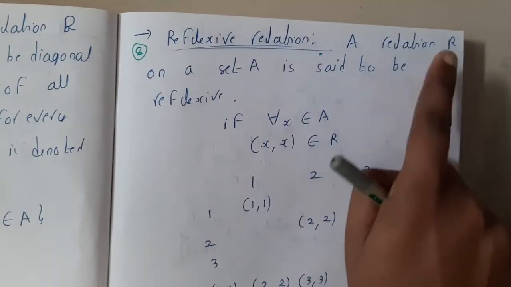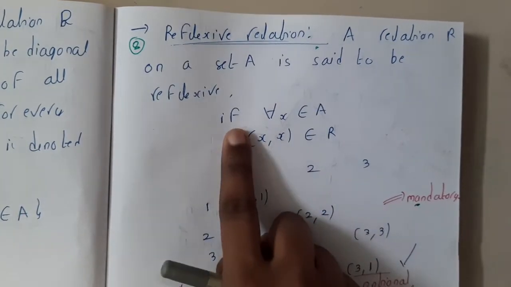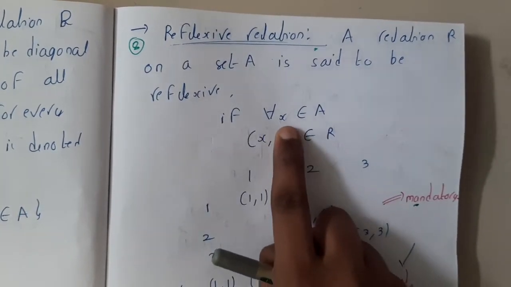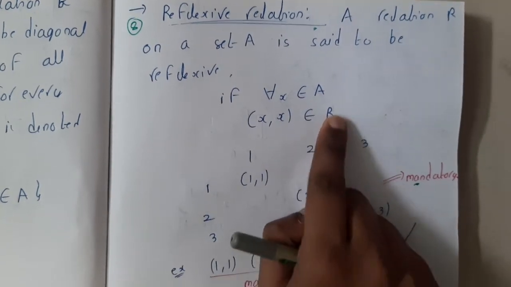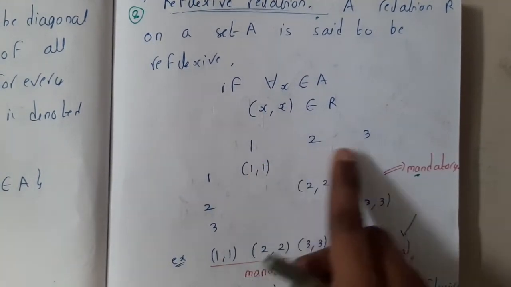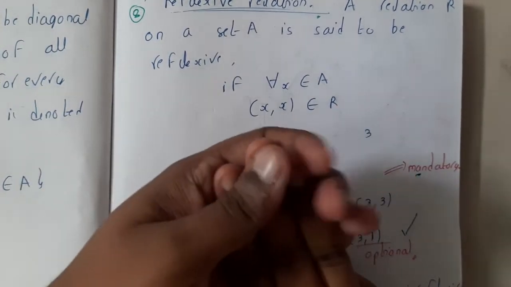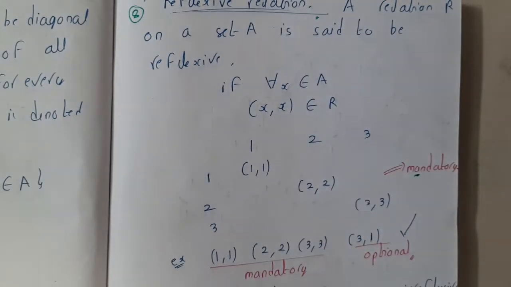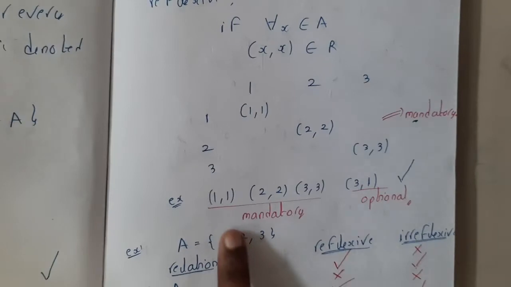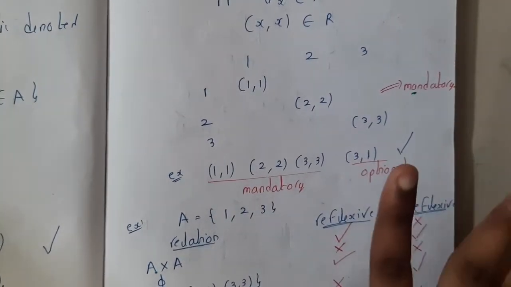Reflexive relation. A relation R on a set A is said to be reflexive if for all x belongs to A, (x, x) belongs to R. If the set is 1 2 3, then (1,1), (2,2), (3,3) are mandatory. Along with these three, the rest of the items are optional. They could be there, they could not be there, they don't care. So (1,1), (2,2), (3,3) are mandatory and anything else is optional.